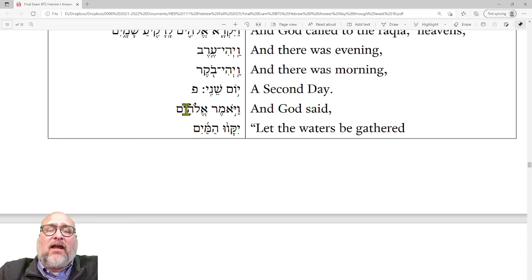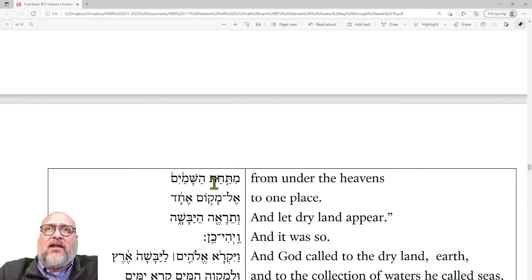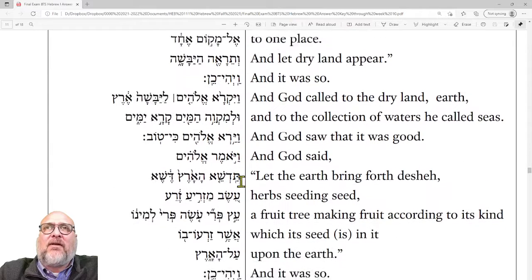And Elohim said, you know, it's going to be 10 times that phrase appears, let the waters be gathered. That's a niphal of the word gather. It's also very similar to the word hope. I wonder if there might be a play of words there. Let the waters gather from underneath of the heavens, so from under heaven, to Makom. It's our place word, isn't it? To Makom Echad, to one place.